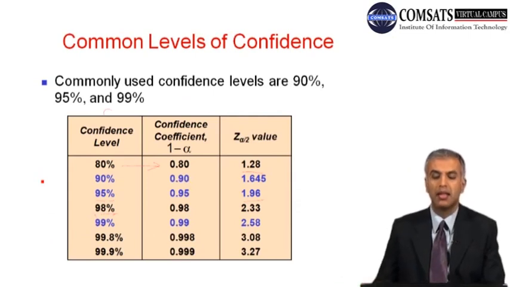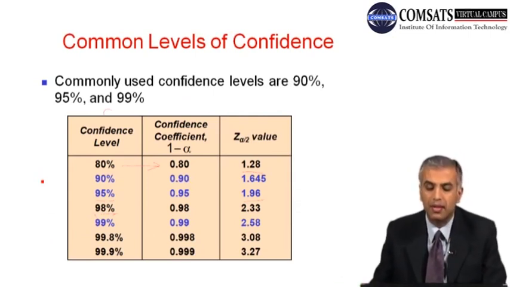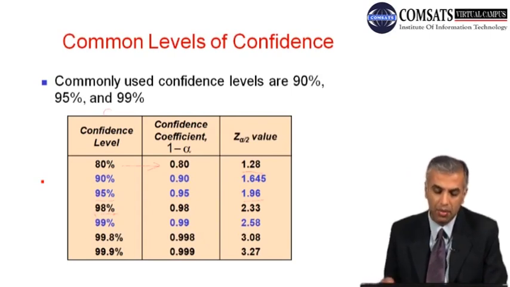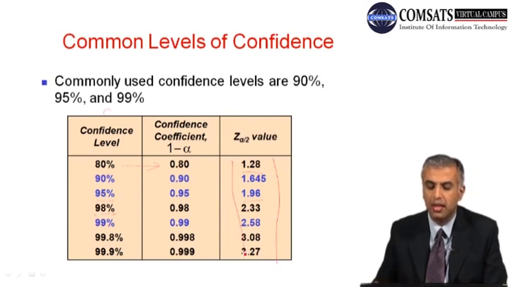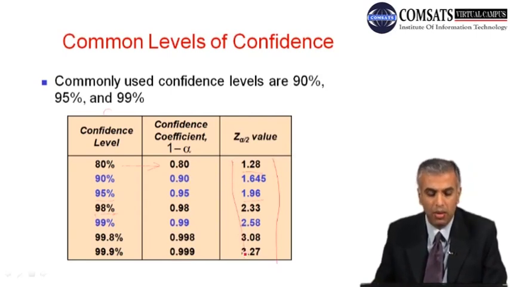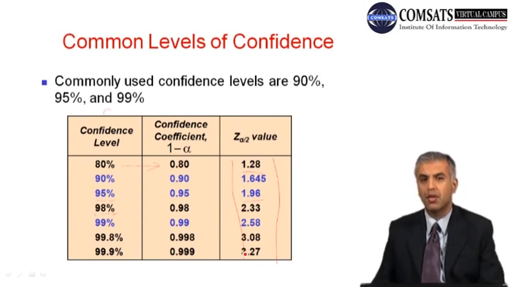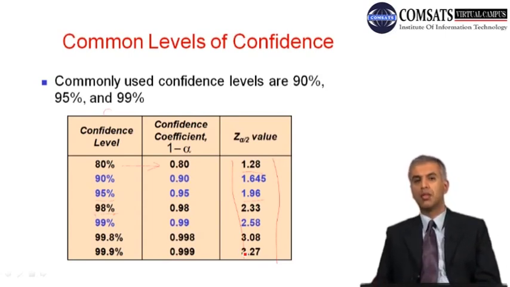Here are the commonly used confidence intervals, and their interpretation in the form 1 minus alpha, and what the z value would be in each case. You can see that these are the typical z values followed in nearly any kind of calculation. Normally we use 95% confidence intervals, specifically in business research or business studies analysis.